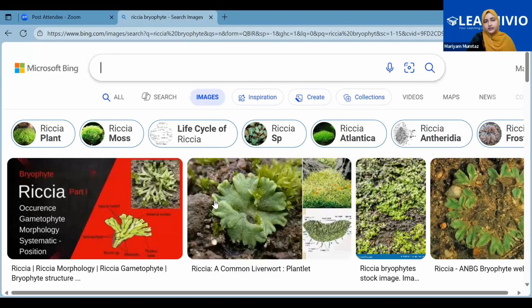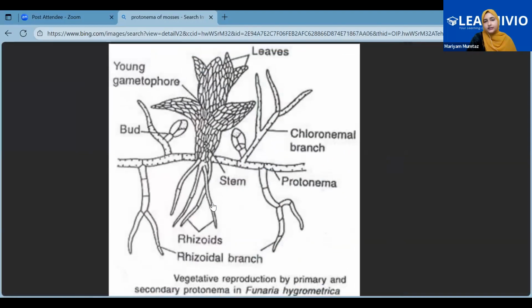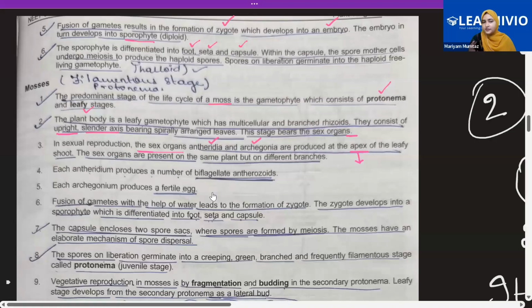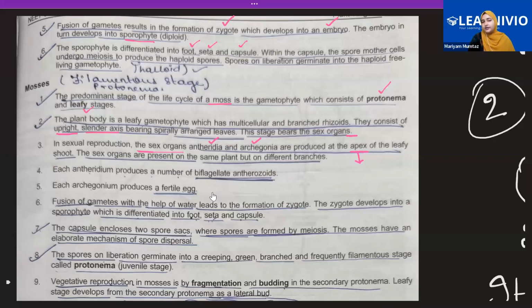Look at this picture. This picture shows you the whole structure of a particular moss, wherein the branch structure that you see is the protonema. This is the one that we are talking about. When we talk about the protonema, they have the sex organs present. In sexual reproduction, they are present at the tip of the leafy shoot. The sex organs are present on the same plant, but on different branches.